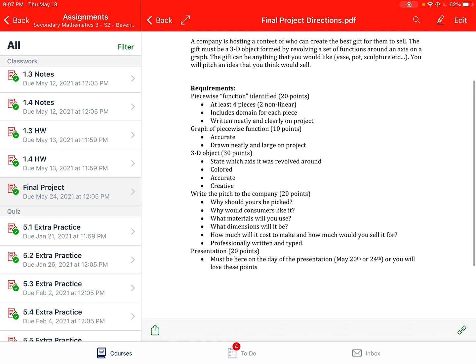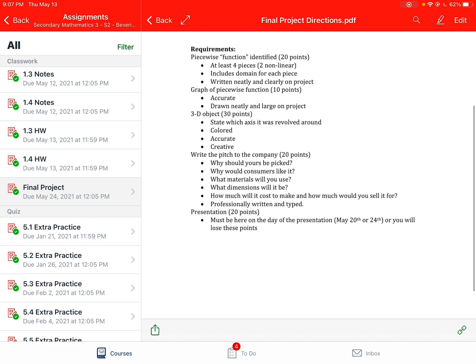So here are the requirements. So for the piecewise functions, you have to have at least 4 functions. 2 of them have to be non-linear. You need to include the domain for each piece and written neatly and clearly on a project. You need to have a graph of the piecewise functions. They need to be accurate, drawn neatly and large to scale. A 3D object, so state which axis it's revolved around. You can color a picture of it, accurate, be creative.